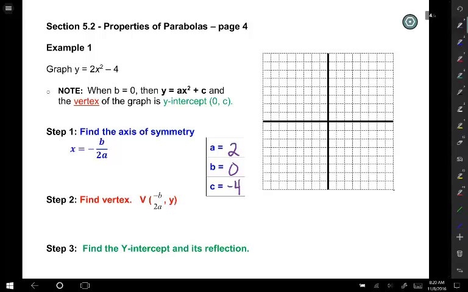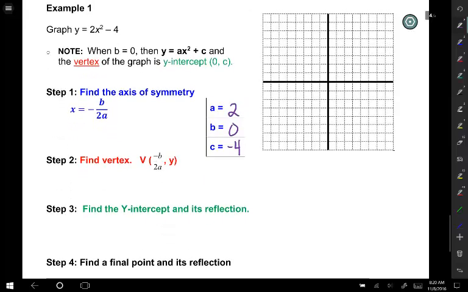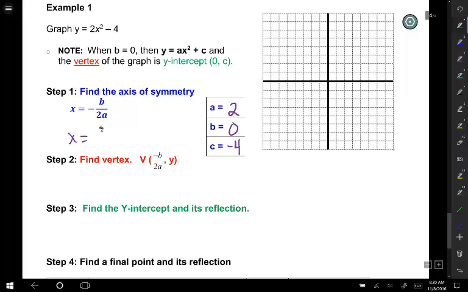Now, special case. Super easy special case. If b equals 0, so many nice things happen here. The parabola is sitting right on the y-axis, first of all, because b equals 0. Because watch what happens. If b equals 0, you have the opposite of 0 over 2 times 2, which means your axis is x equals 0. So I guess we can put our dotted line right on the y-axis.